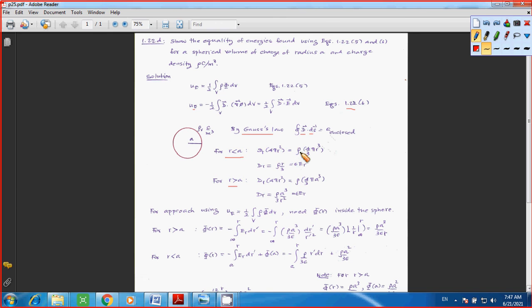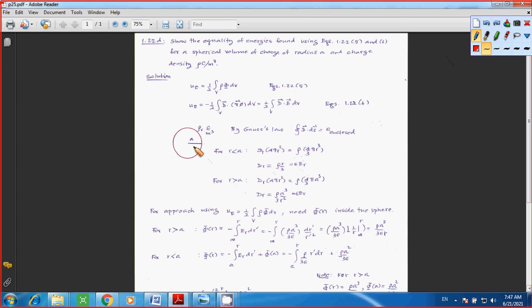That means the charge density by volume multiplied by the volume of the sphere, and the volume of the sphere is 4 pi r cubed divided by 3. You multiply by rho, you have Q enclosed. And r squared cancels r squared, so you end up with rho r over 3 for D_r, which is equal to epsilon E_r.